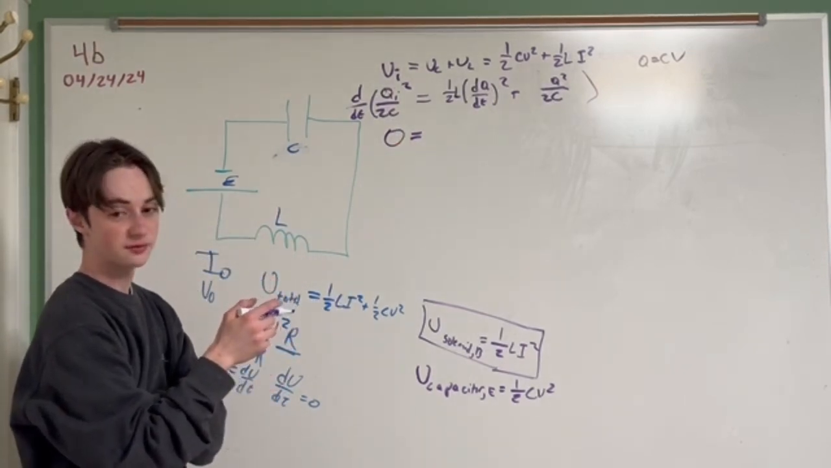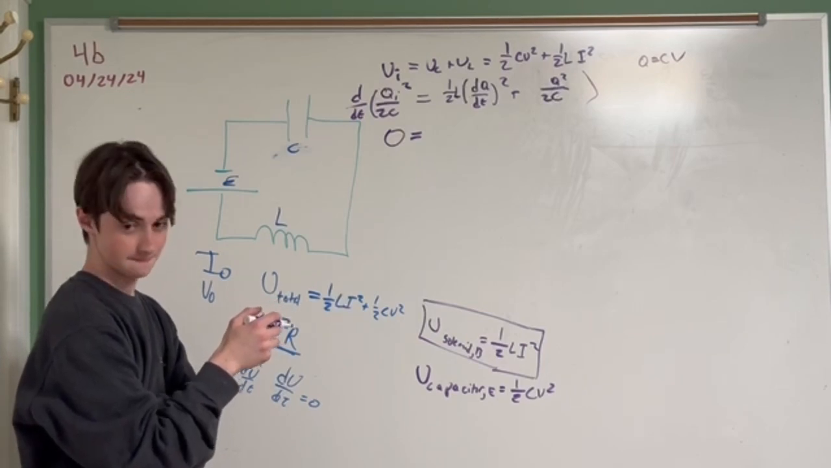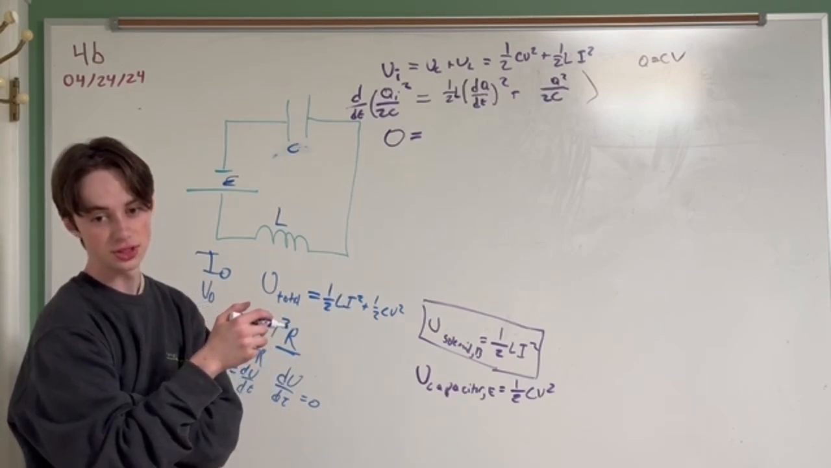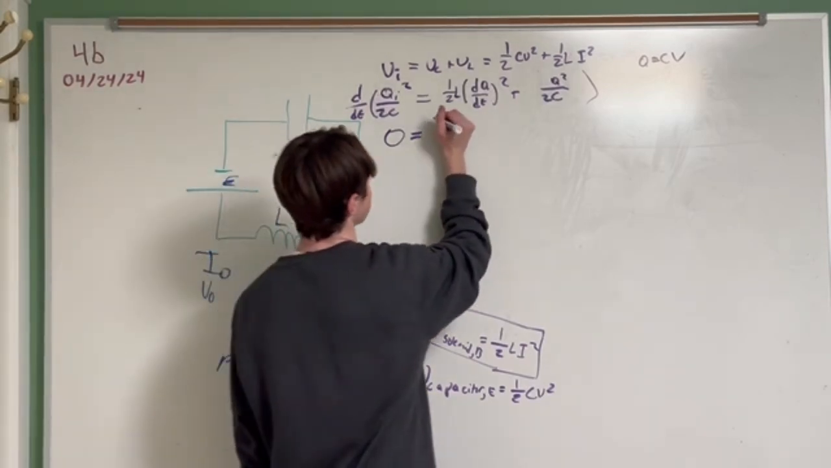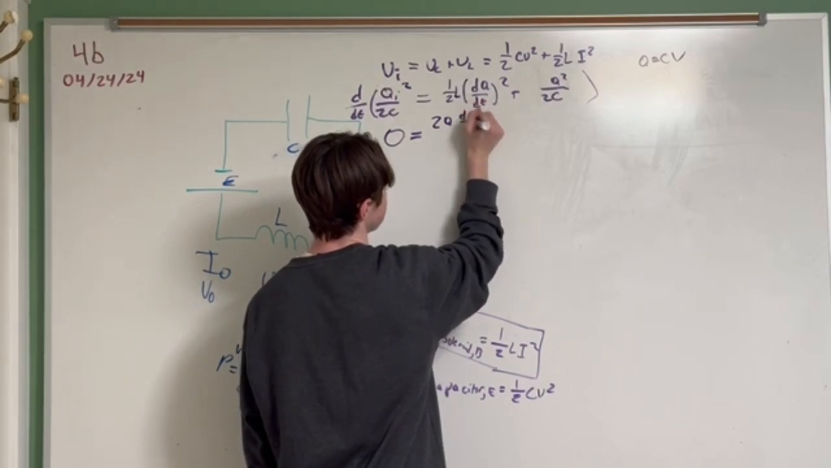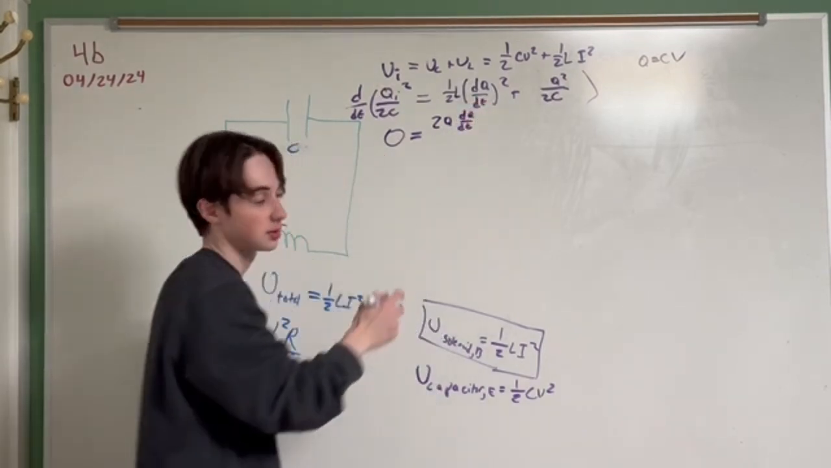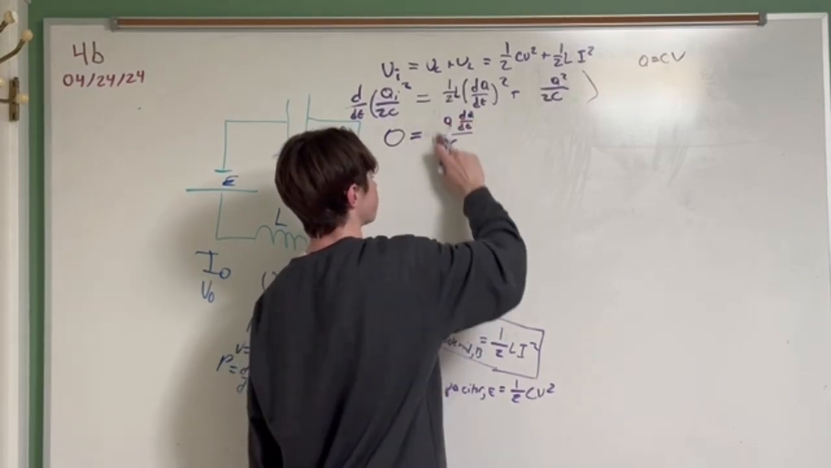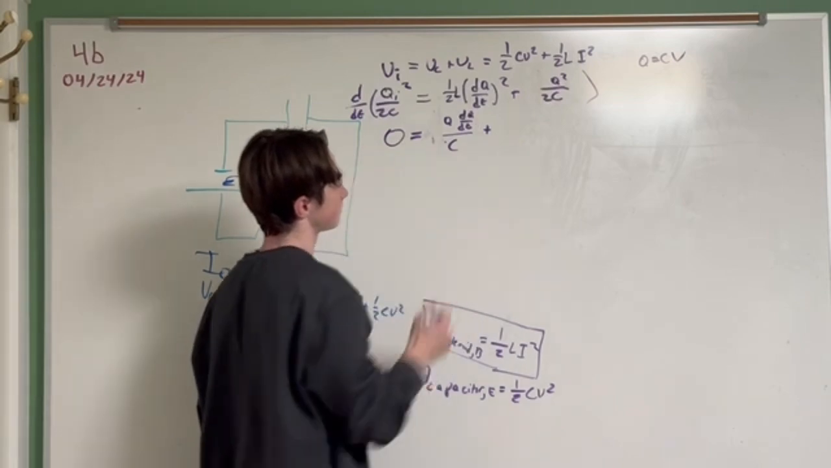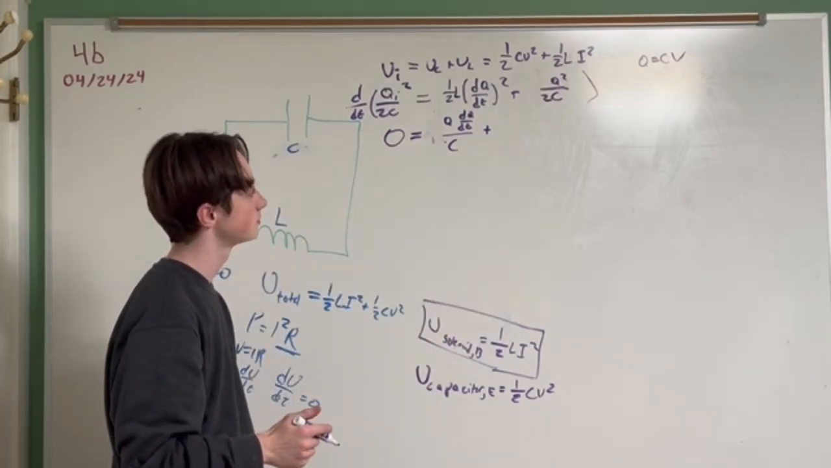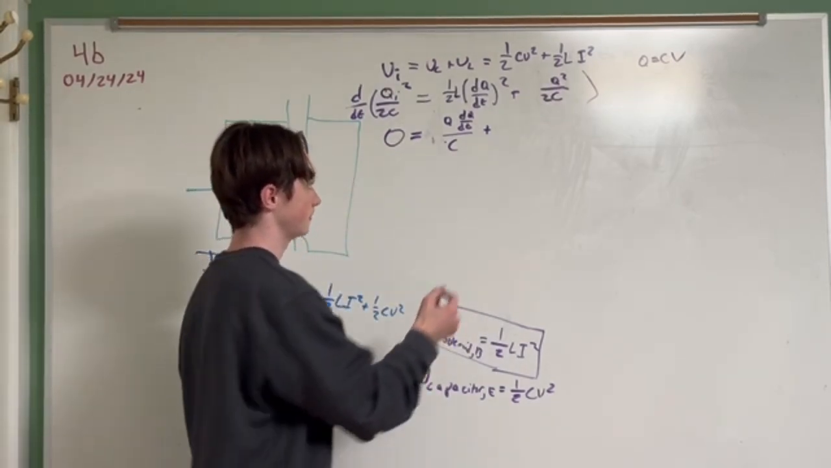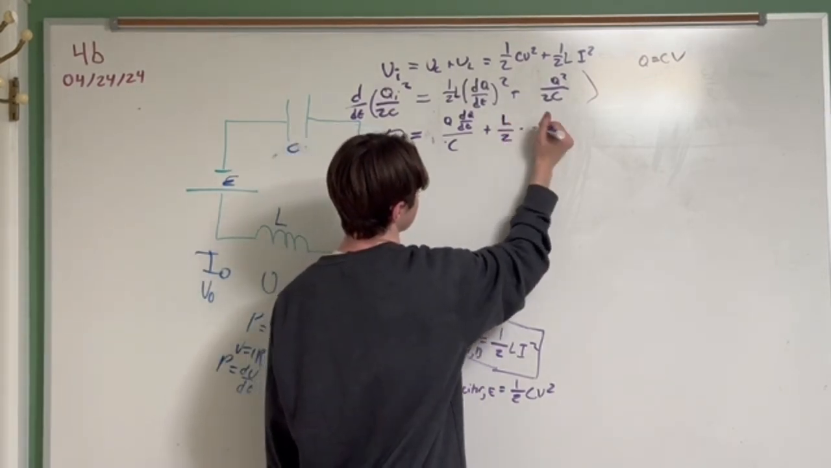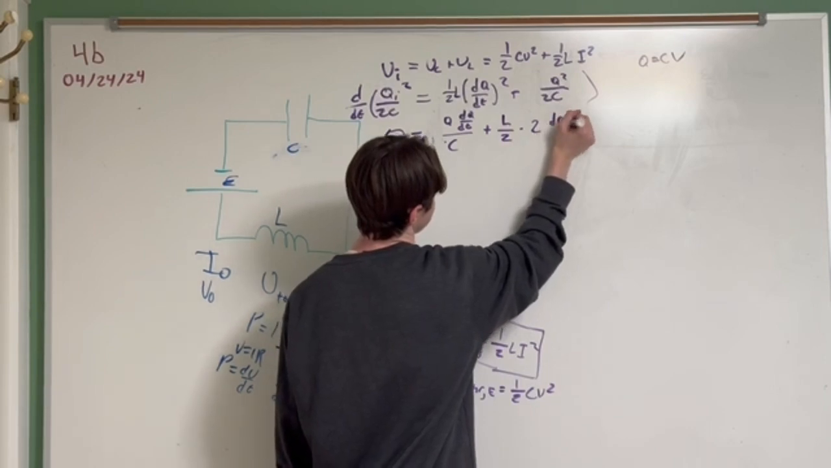Q squared will have a derivative. Q squared over 2C, you forgot the chain rule: 2q dq/dt over 2C. Okay, cancel the 2's. Plus, what's the derivative of this one? Something similar, the product rule, and it'll be 2 dq/dt times d squared q over dt squared.